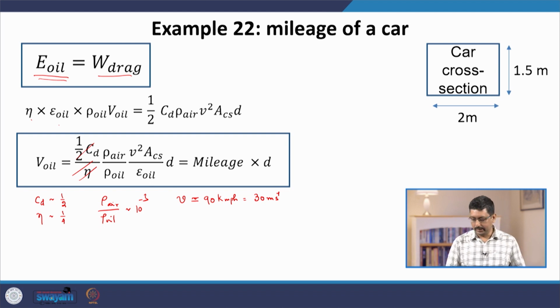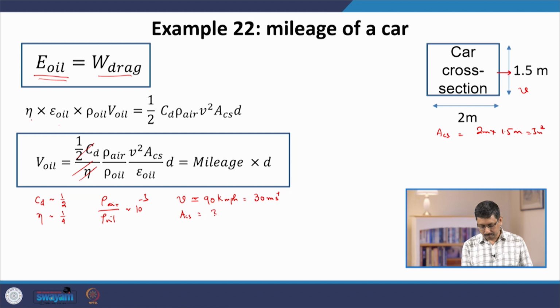Now, what about the cross section? Here is a very schematic picture. For us the car is nothing but a box which is moving in this direction with some speed v. Let us assume its width is about 1.5 meter and its height is about 2 meter. Then the cross section is about 3 square meter, and the energy density you have just estimated to be about 40 megajoule per kg.